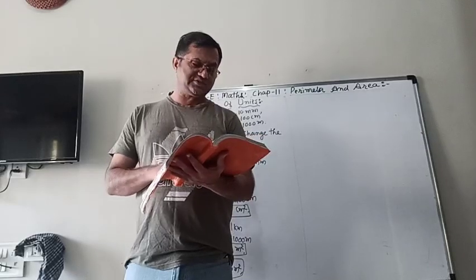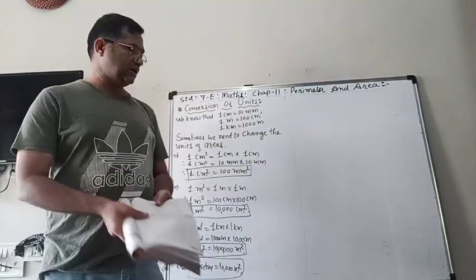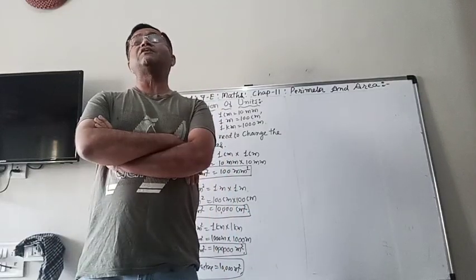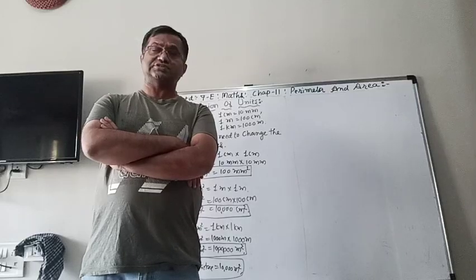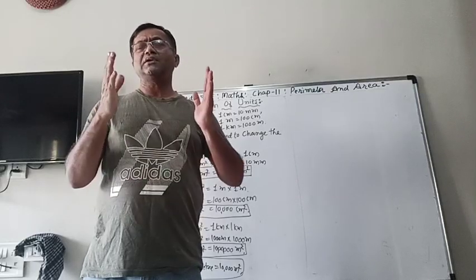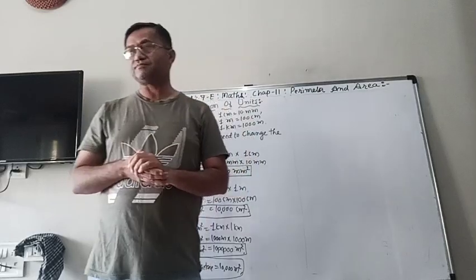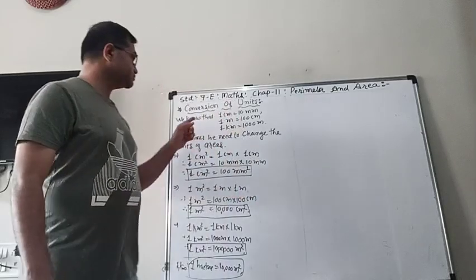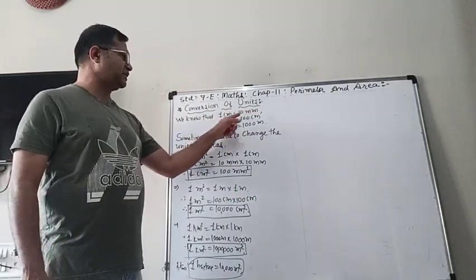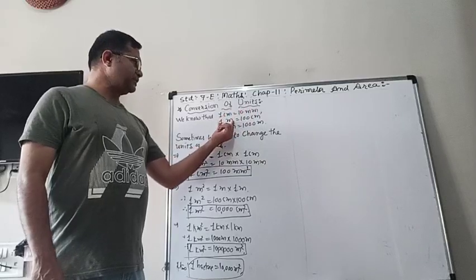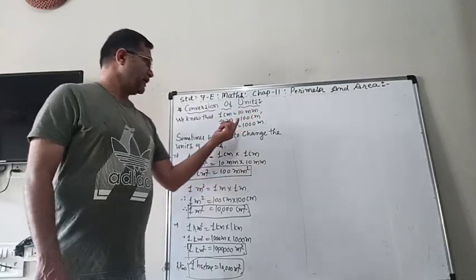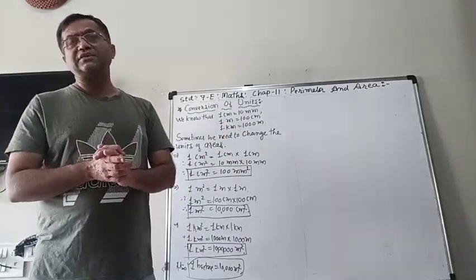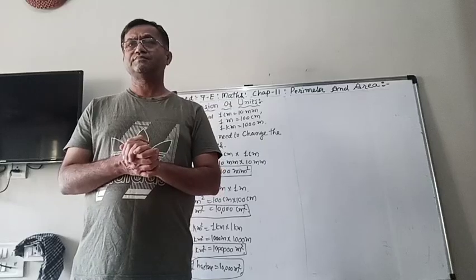Now, sometimes we need to convert the units. For example, for length we know the conversions, like 1 centimeter is 10 millimeter. 1 meter is equal to 100 centimeter and 1 kilometer is 1000 meter. Now those are the unit conversions for length.